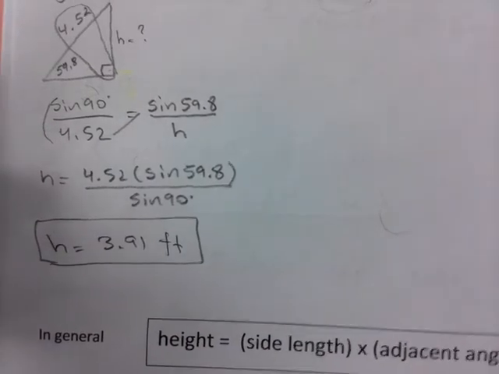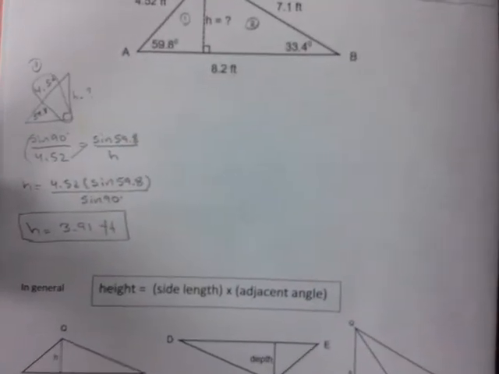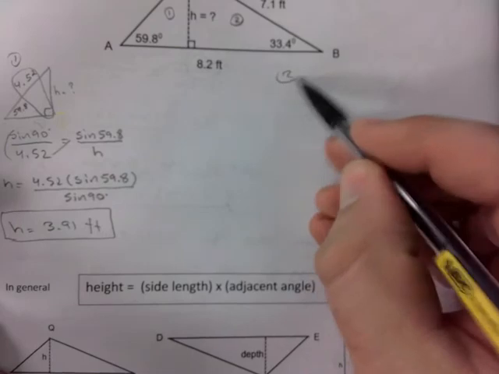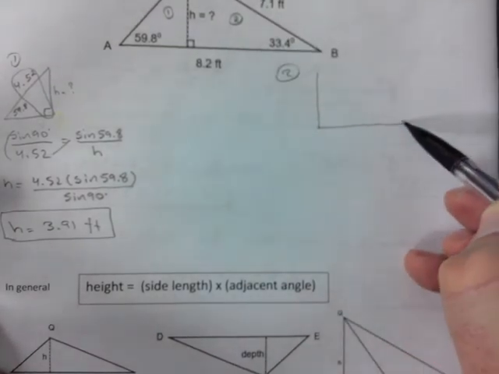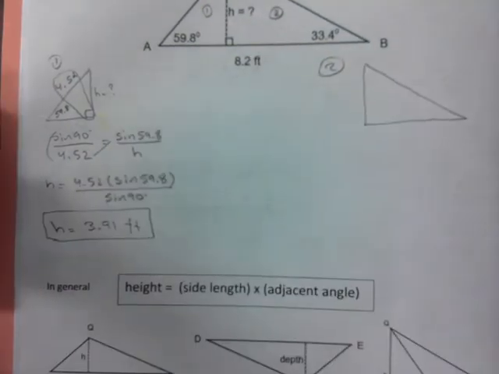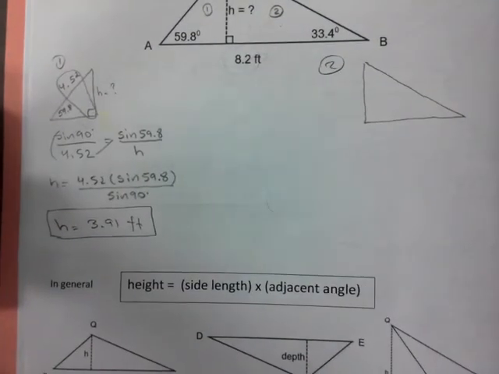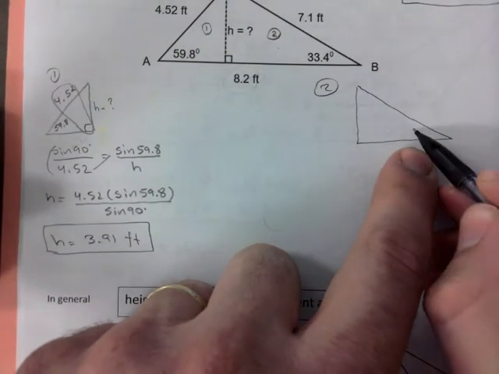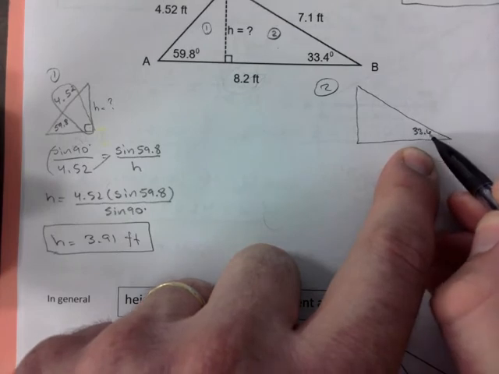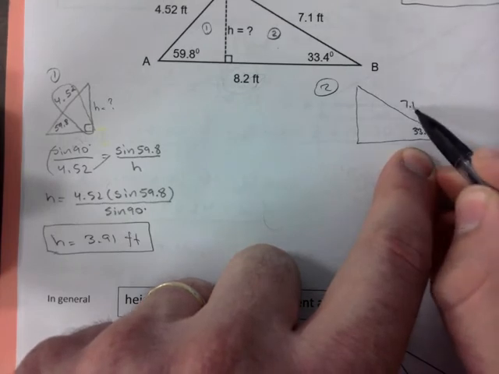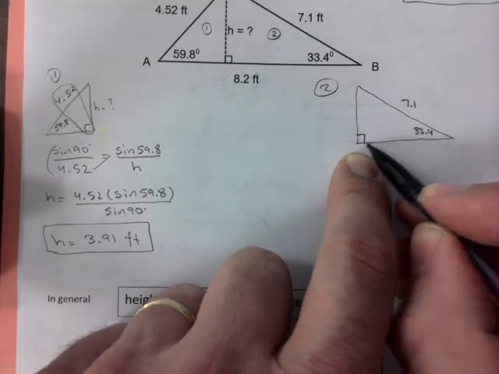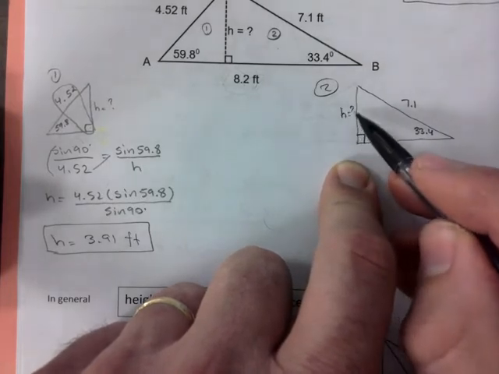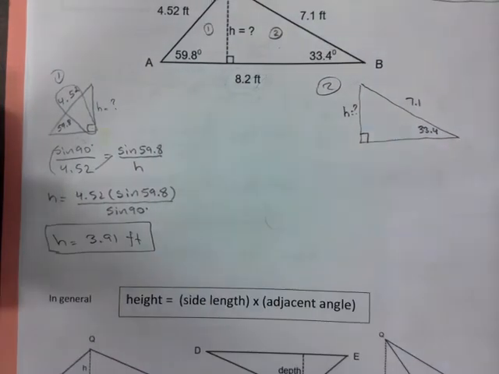So let's try the same thing with the other side. Okay, I'm going to take that second one out, this one, and let's draw that. I know it's a little blurry. I'll refocus here. And let's see what we have. We have the 33.4. We have the 7.1. We have that this is a 90 as well. And this is my height here. This is the unknown. And now I'm going to zoom into that side.